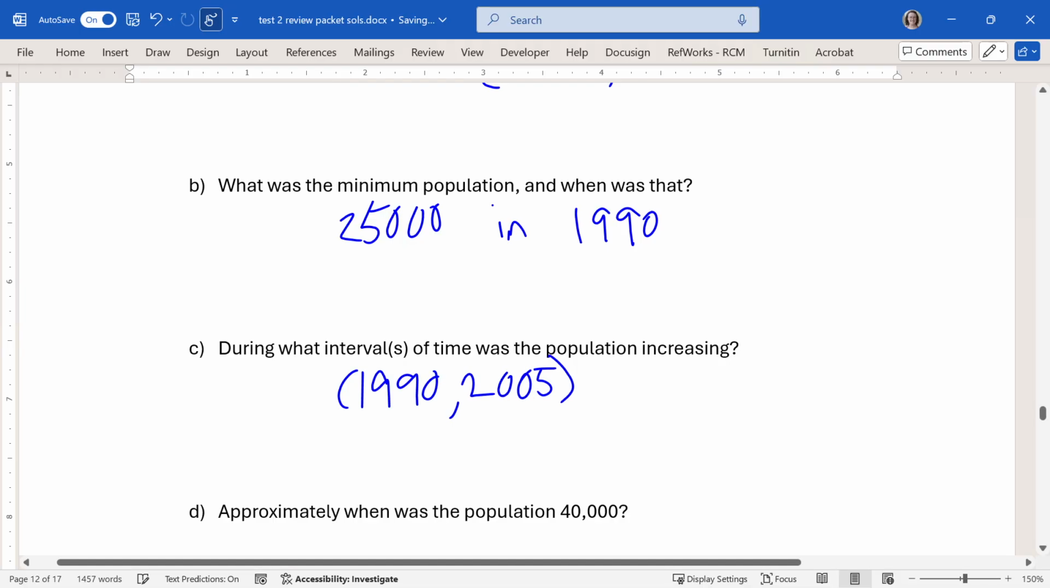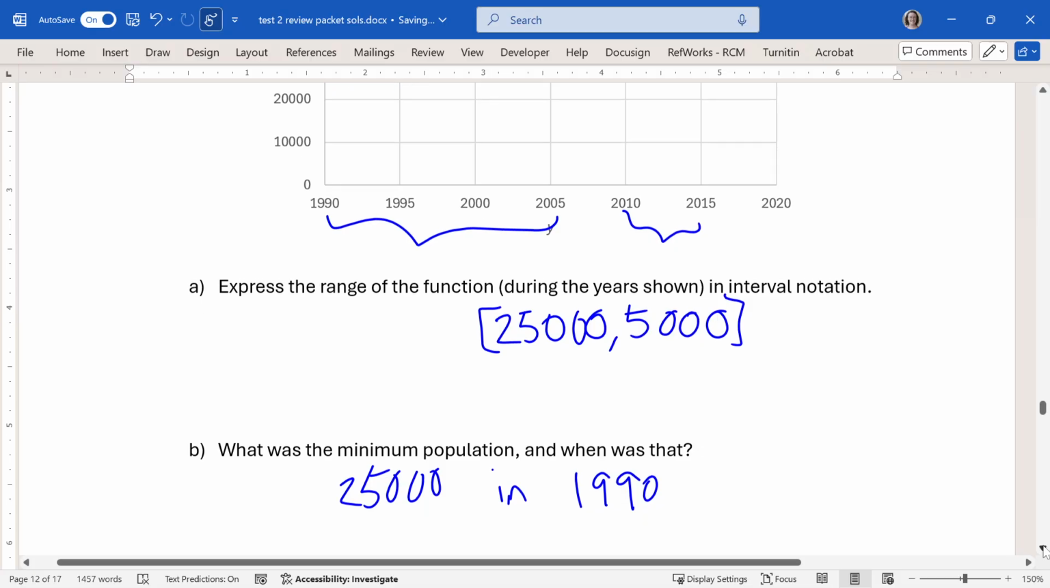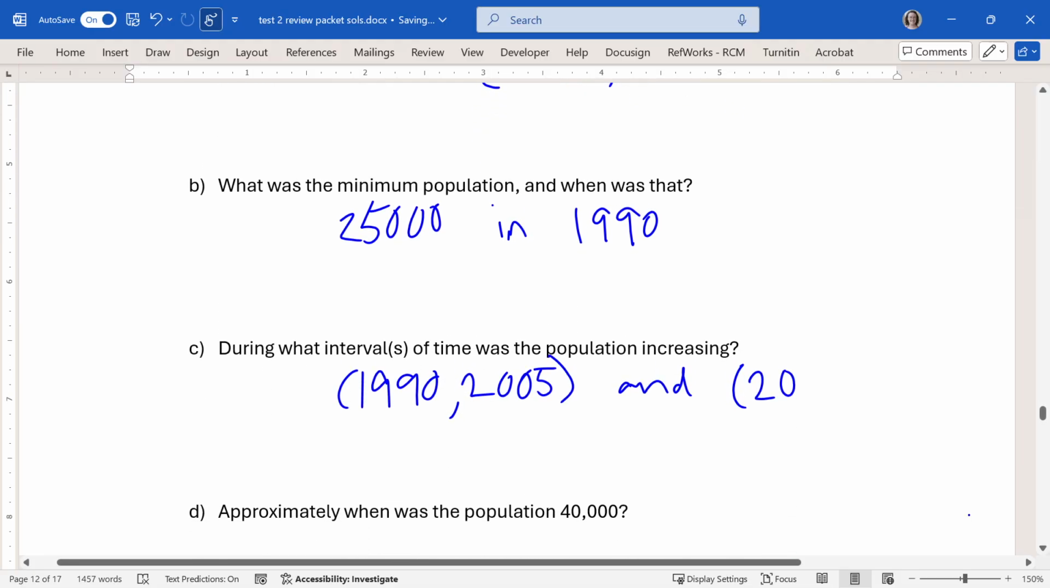And then, what was it? I forgot already. I've been recording for a while now. 2010 to 2015. Okay.